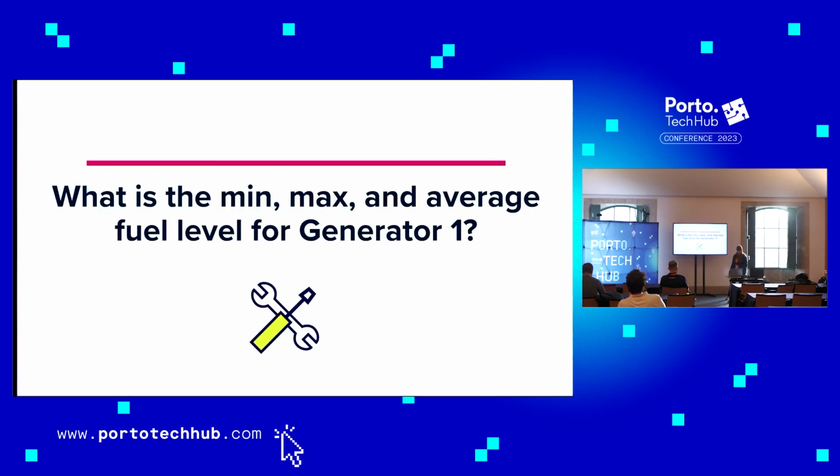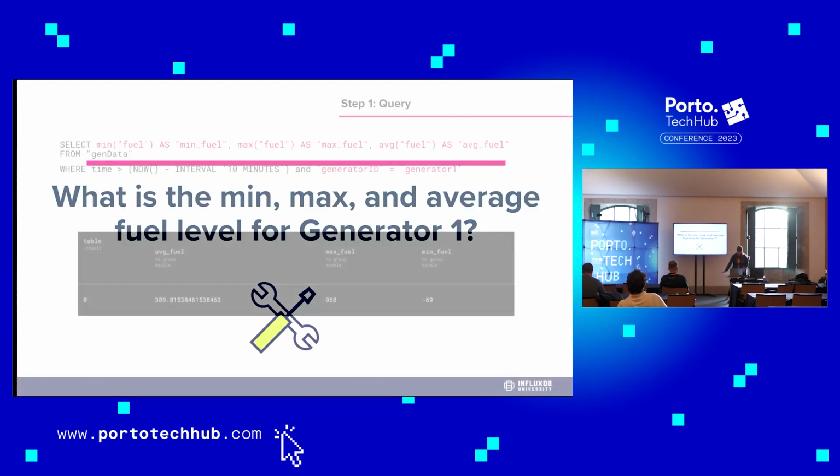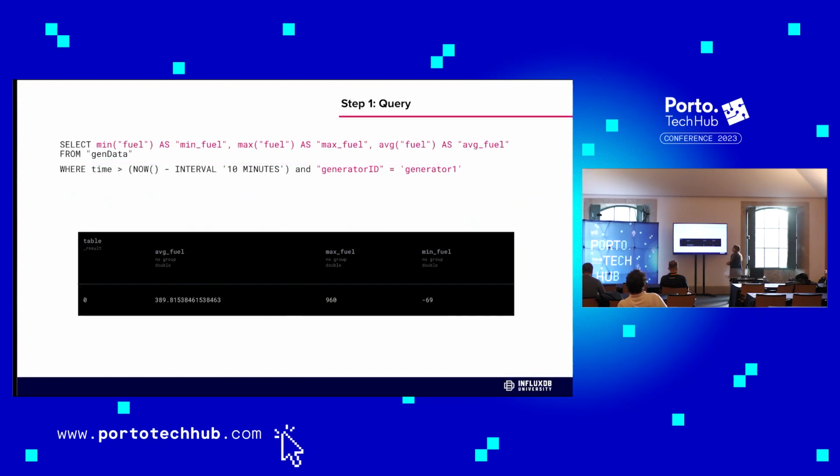So really quick, what is the min, the max, and the average fuel level? When written out, we would say we want to select the minimum fuel as min_fuel, which basically is describing what we want the table header to say. We want the max fuel as max_fuel, the average fuel as average_fuel. All of this is coming from the gen data table. And we're specifically saying that we want this in the past 10 minutes. And we also want the generator ID, or sorry, we want the generator ID to equal 1. So this is just from generator 1. We don't want the information from generators 2 and 3. We just want the first one.